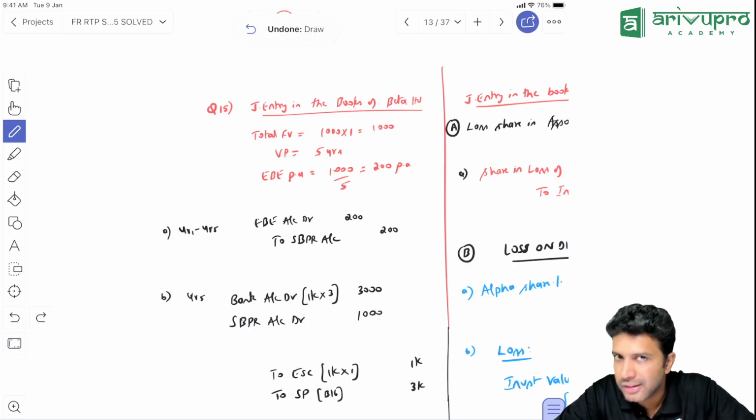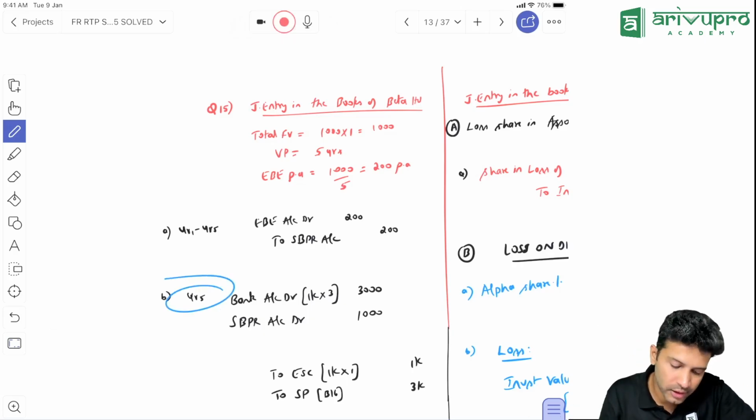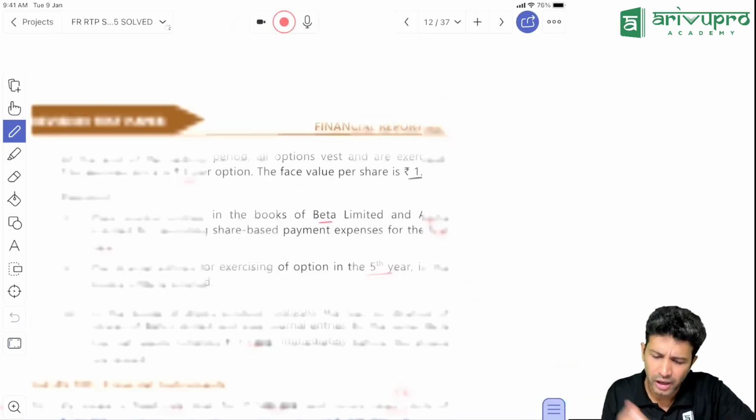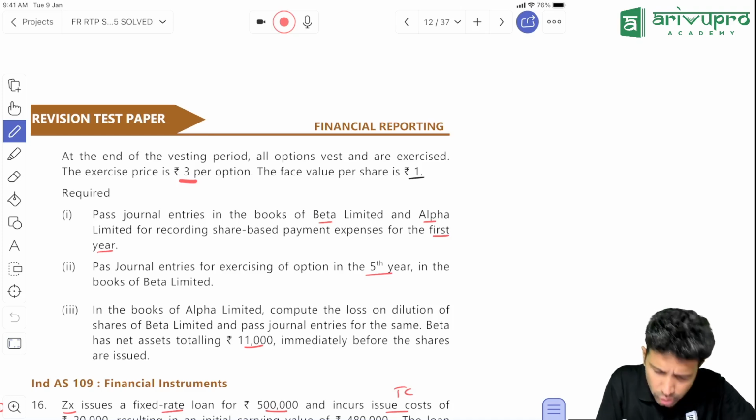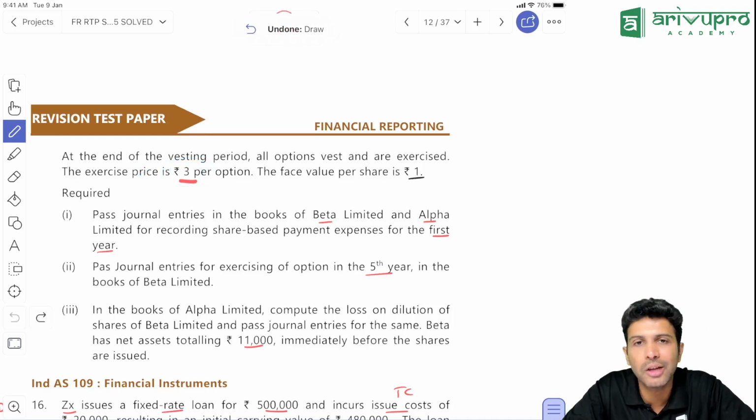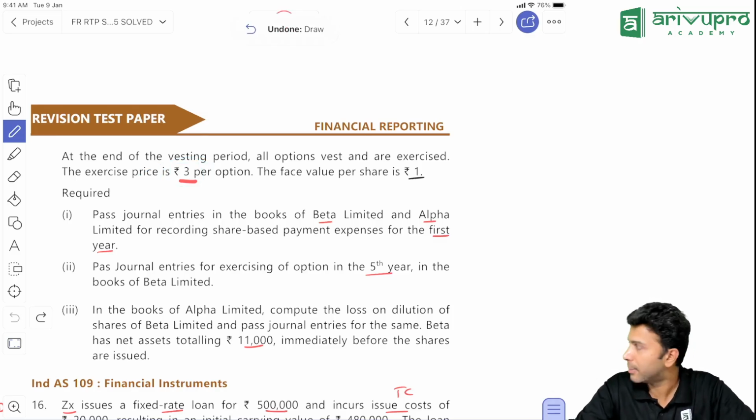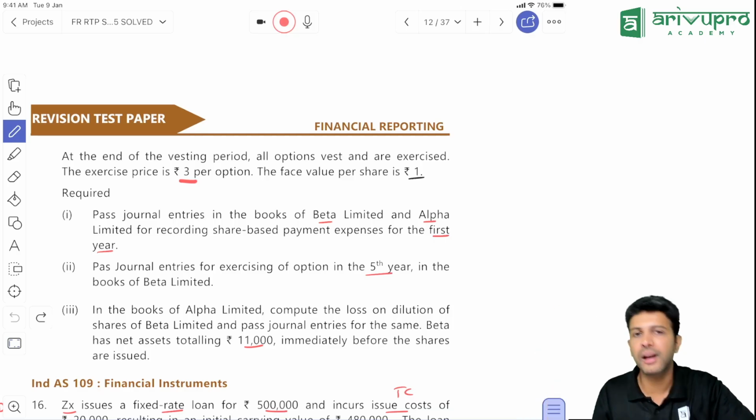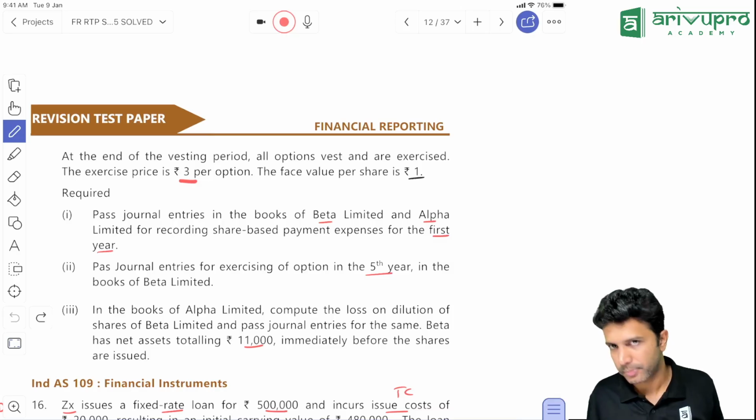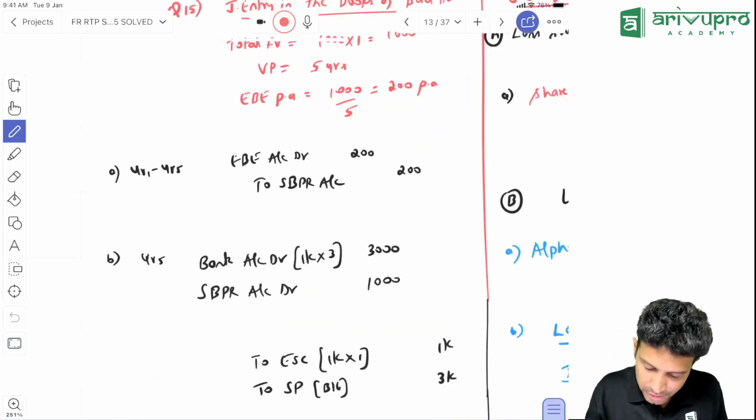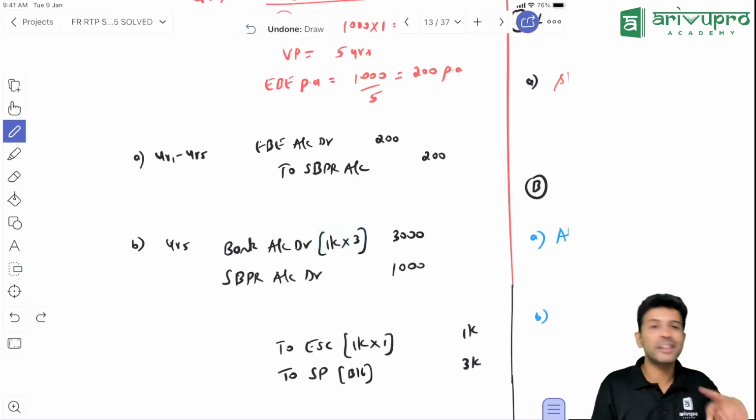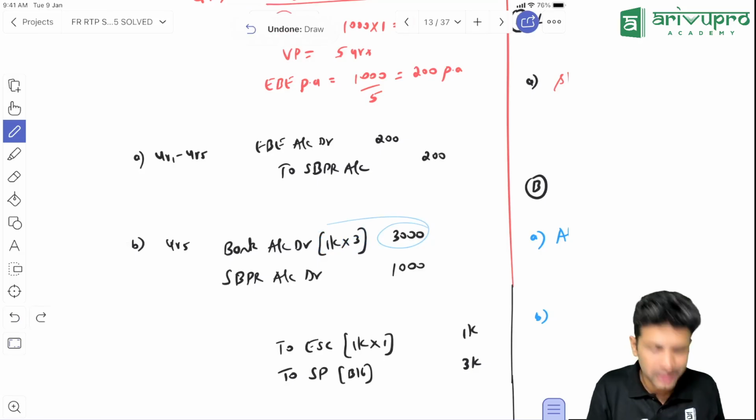Then on the vesting period, they're saying the option got exercised. So the 5th year is the vesting date. What entry will pass? Once it gets vested, is the company giving the shares free of cost? No. The employees, to buy the shares, have to pay the company 3 rupees per option. So the journal entry will be bank account debit. How many options? 1000 shares. Each one's exercise price is 3. So bank account debit 3000 rupees.